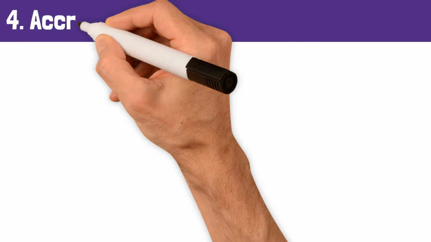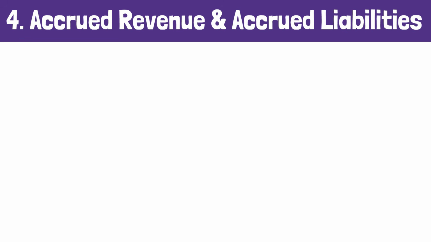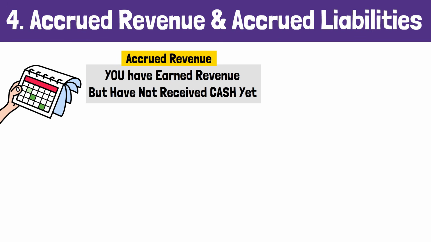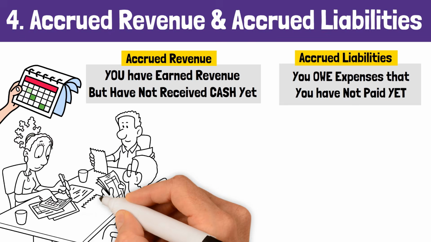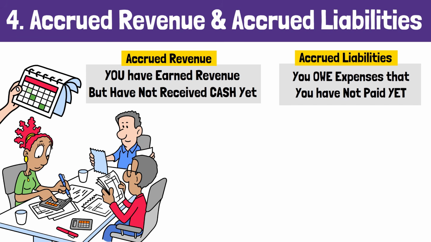Number 4, accrued revenue and accrued liabilities. Accrued revenue means you have earned revenue but have not received cash yet. Accrued liabilities mean you owe expenses that you have not paid yet. Both exist because accounting records work based on when work happens, not when cash moves.